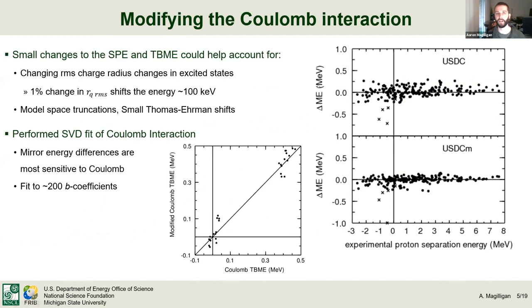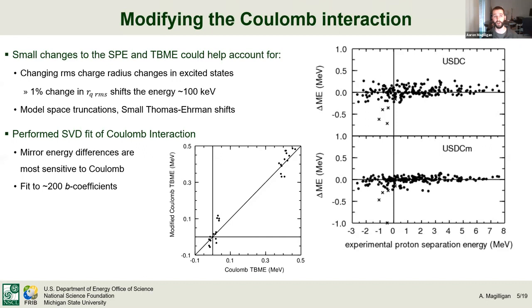So the first stage we could do is modify the Coulomb interaction, just how we were able to modify the strong two-body matrix elements to get better reproduction of the energy spectra in nuclei. We can do small changes in the single particle energies and two-body matrix elements of the Coulomb interaction to help account for things that might be missed by the model assumptions.